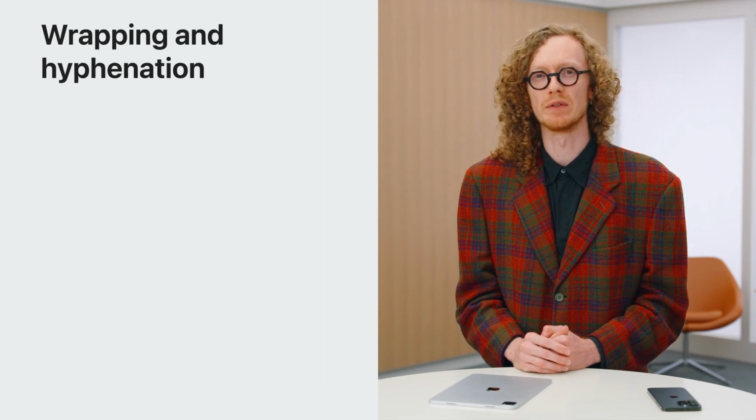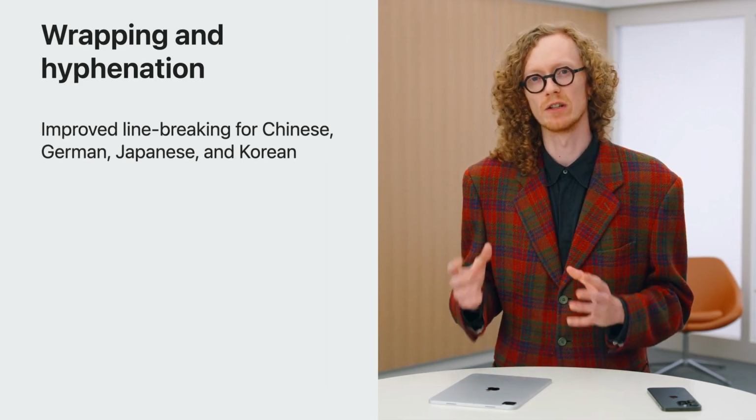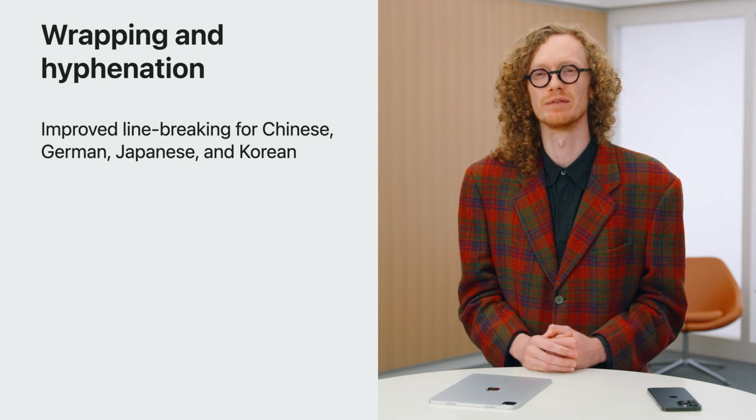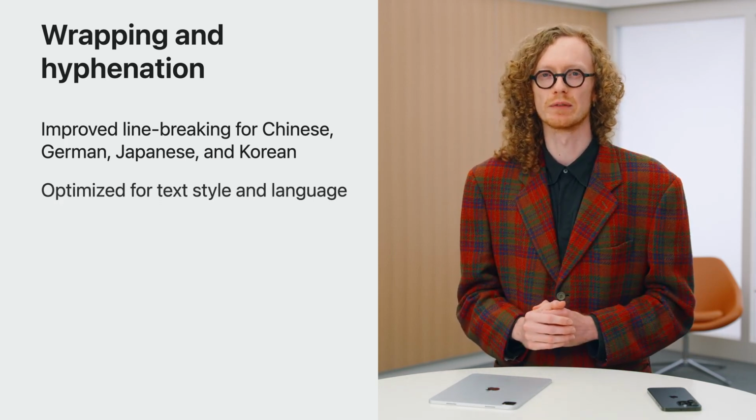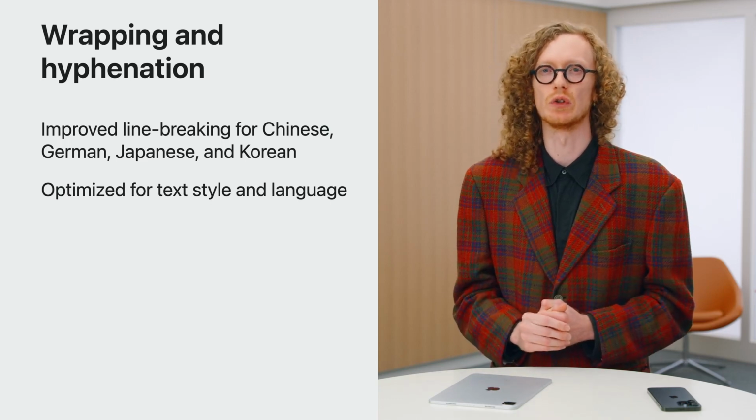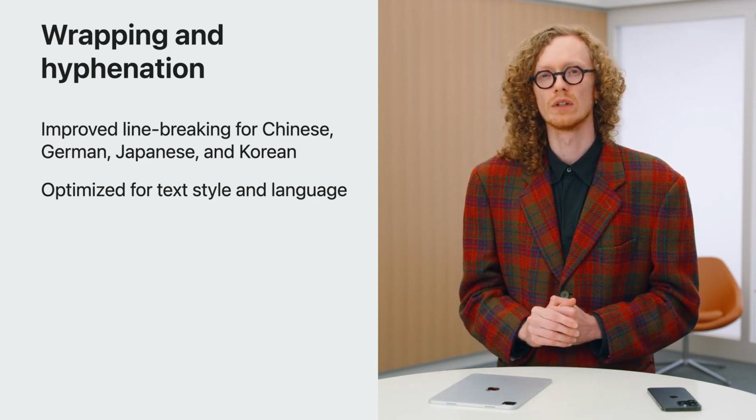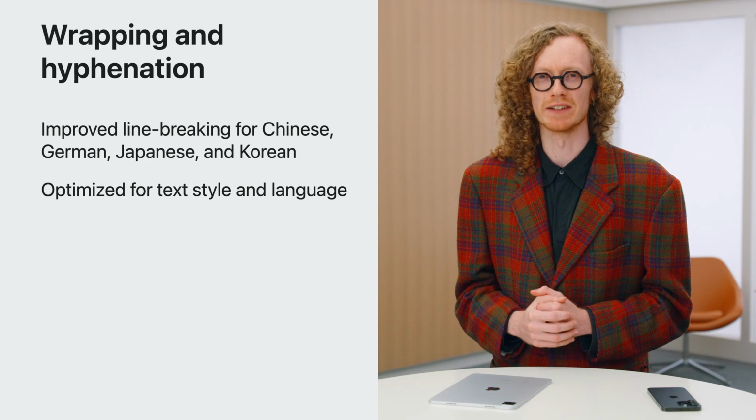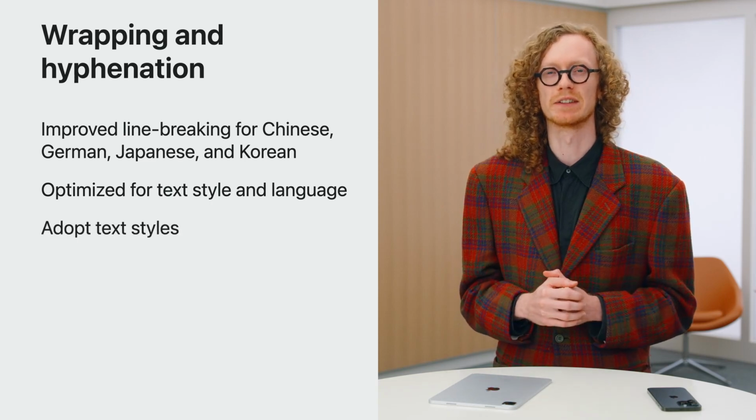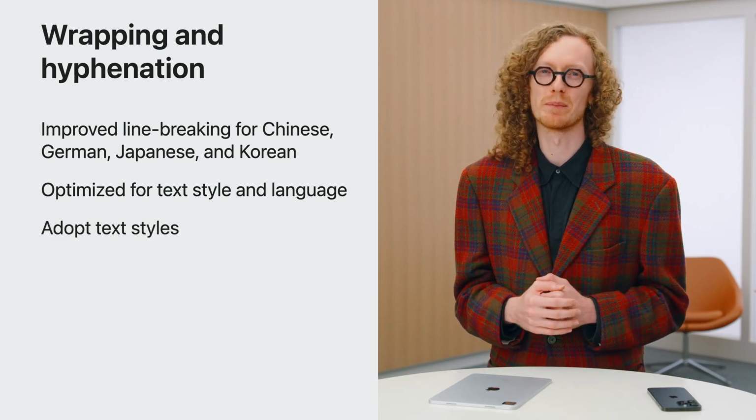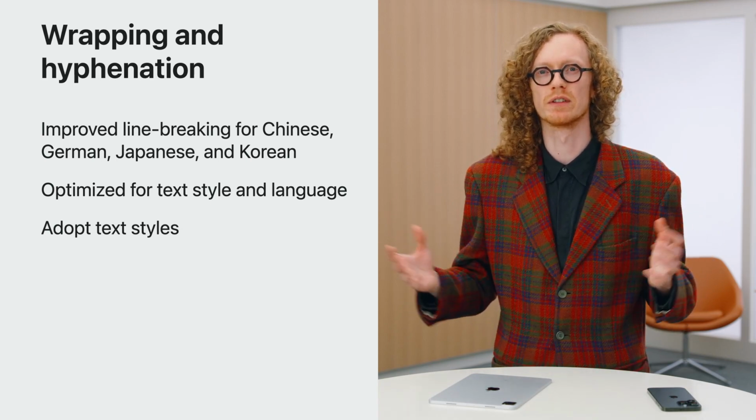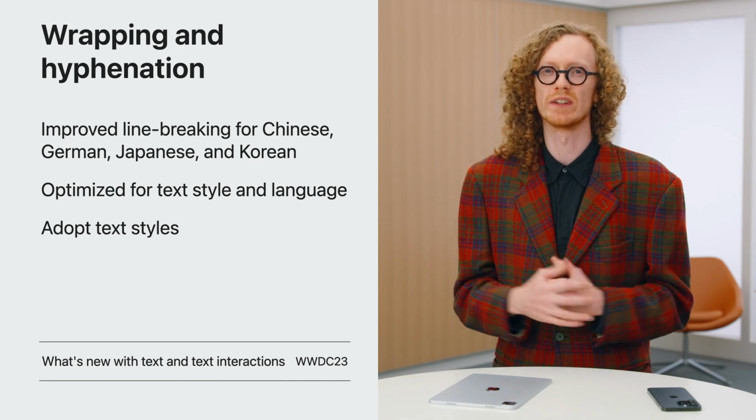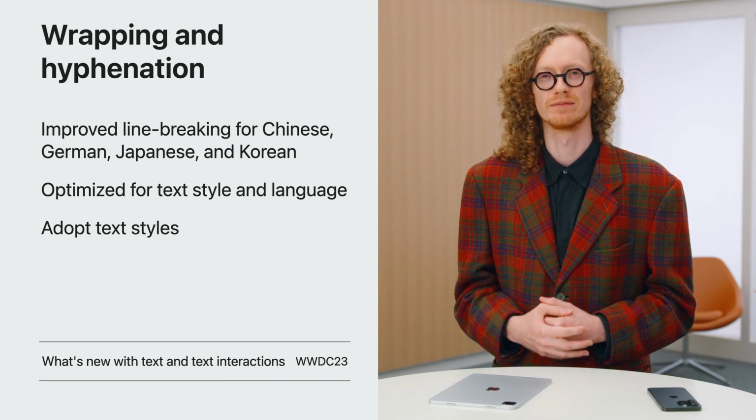We also made substantial enhancements to line breaking behavior for languages such as Chinese, German, Japanese, and Korean. These improvements apply different rules based on what kind of text style you're using. This will work automatically in most cases, as long as you adopt text styles. But for more information about the best practices and how to make sure your app works with all languages, check out What's New with Text and Text Interactions.